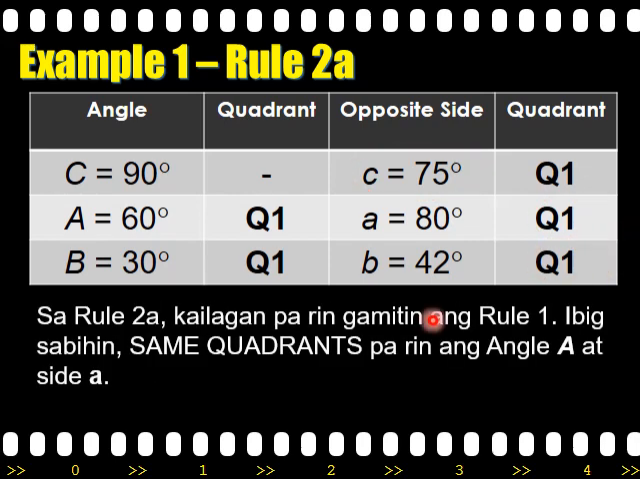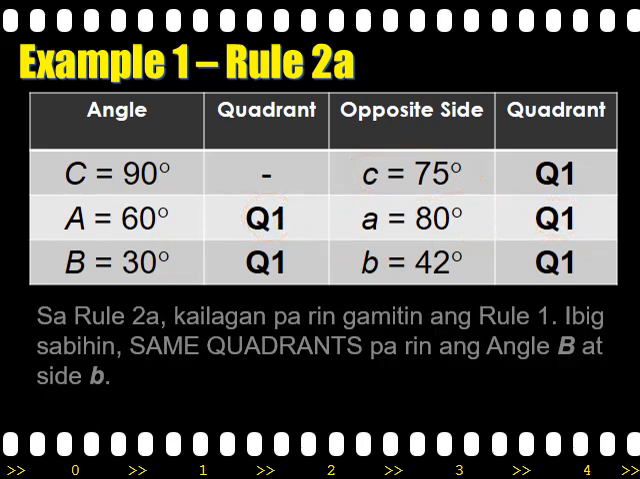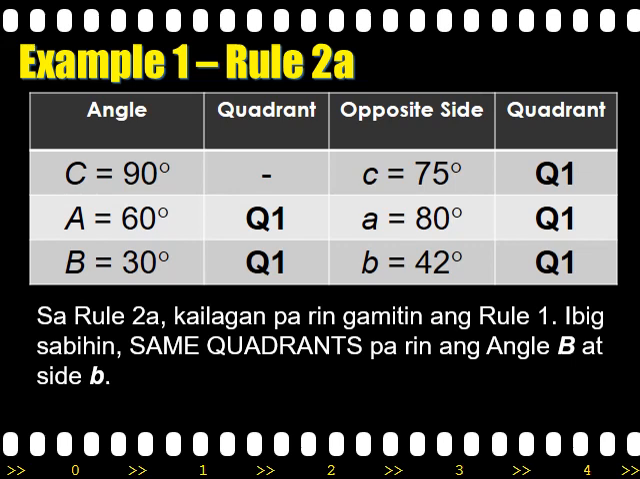Now, sa rule number 2, kailangan pa rin natin gamitin ang rule number 1. Kasi they run concurrently. So, ang ibig sabihin, same quadrants pa rin ang angle A and side A. So, same quadrants pa rin using rule number 1. And then, ganun din, applicable pa rin ang rule number 1 for looking into the quadrants of angle B and side B. Okay? So, parehas silang nasa quadrant 1, as stated in rule number 1.